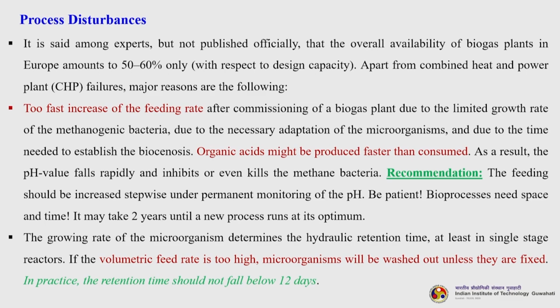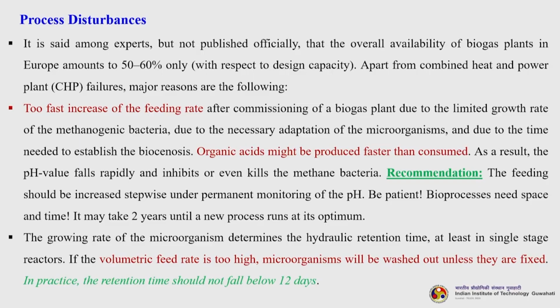So, it is said among experts, but not published officially, that the overall availability of biogas plants in Europe amounts to only 50 to 60% with respect to the design capacity. Apart from combined heat and power plant failures, major reasons are the following. The first is too fast an increase of the feeding rate.